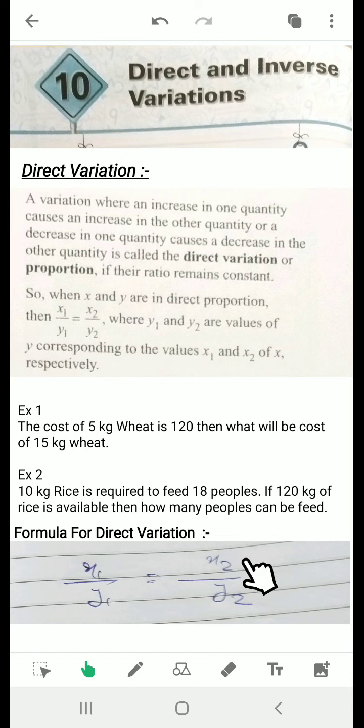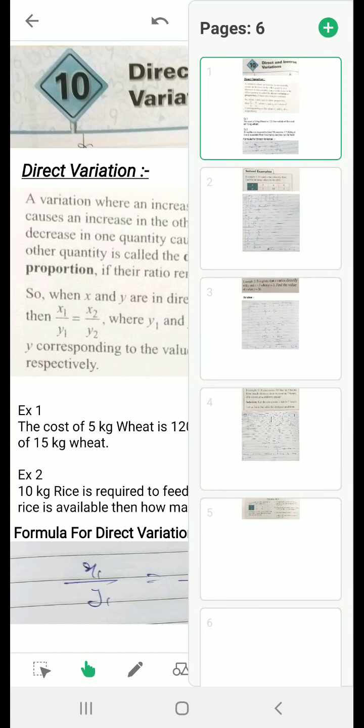So what is the formula for direct variation? That is x1 upon y1 equals to x2 upon y2. If two quantities x and y are in direct proportion, then x1 upon y1 will be equal to x2 upon y2. Now how to apply this formula in the questions, that you will learn in the next slides.